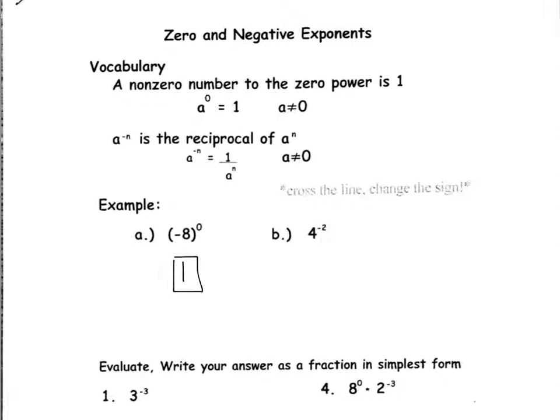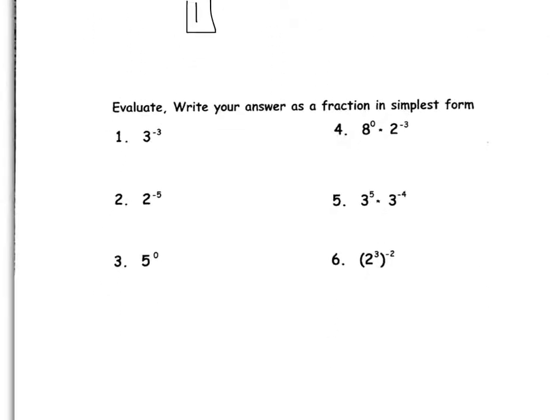Okay, and we can even scroll down to do some other examples here. Like number 3. Anything to the 0 power, even 5 to the 0 power equals 1. Now if you have something to the 0 power and it's part of something else, you don't even need to put 1. You can just simply cross it out. It's like it doesn't exist. But if it's by itself, like it is in number 3, it would equal 1.